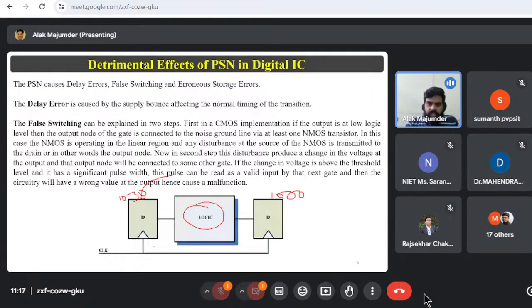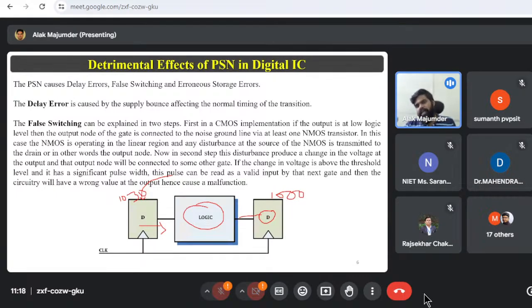So the situation is, what will happen? This D flip-flop is working faster compared to this D flip-flop. So what does it mean? It means the rate at which it is transmitting data is not the rate at which this particular D flip-flop can receive the data.